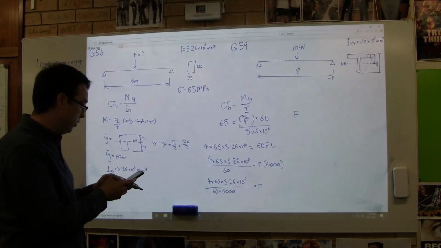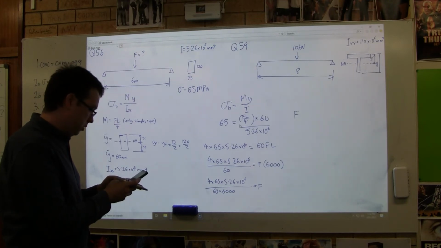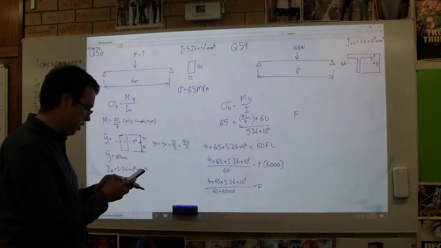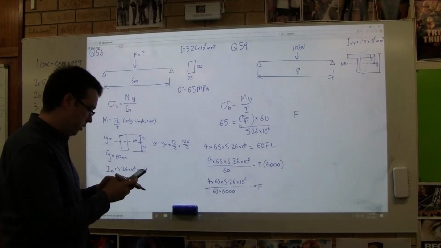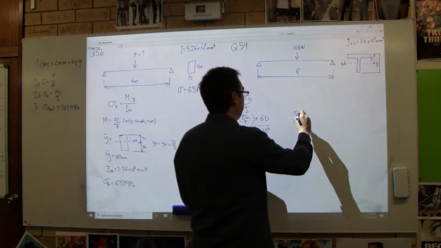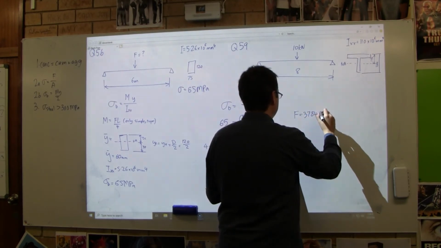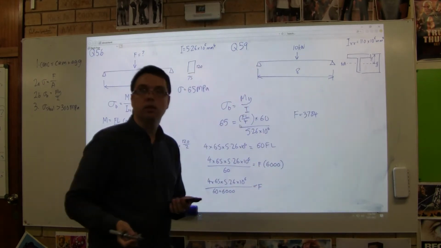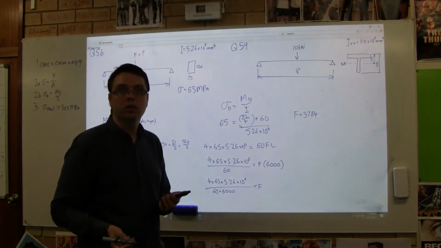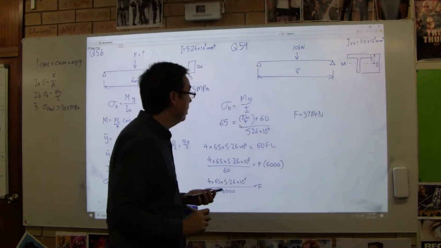Okay, so F equals, I'm just going to put all that in the calculator. 4 times 65 times 5.26 times 10 to the 6 divided by brackets 60 times 6,000 close brackets equals a grand total of 3784. Now what unit will that be? Newtons. It's a force. Forces are measured in newtons. Moments are measured in newton meters. Yeah, that's the answer I get.